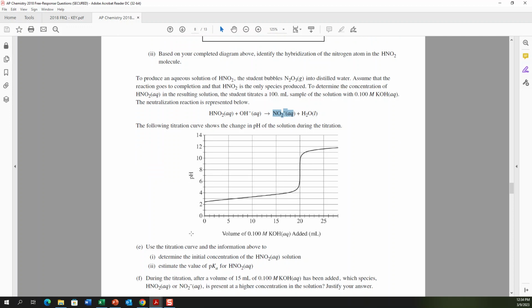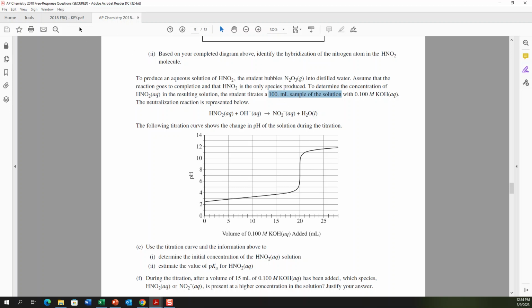And then part E1 says, use the titration curve to determine the initial concentration of the HNO2. So we'll do MAVA equals MBVB. To get the volume of the base, go to the equivalence point, so the point of inflection. So 20 milliliters of the base. So 20 milliliters is our volume of the base. This is our molarity of the base. What did it say? The student titrates 100 milliliter sample of the solution. So our volume of our acid, our VA, is 100 milliliters.